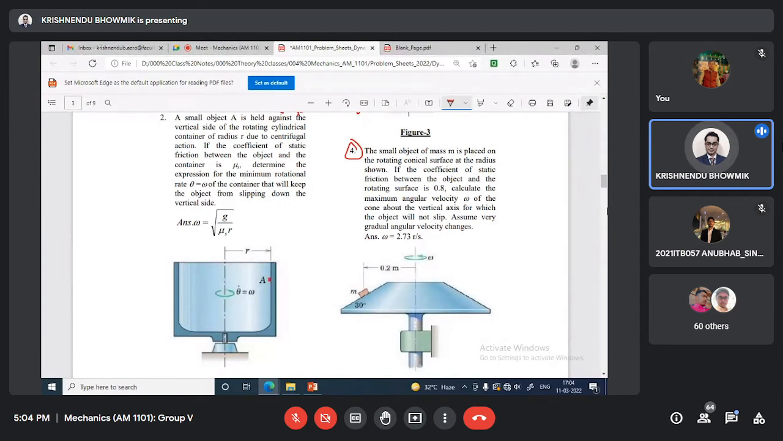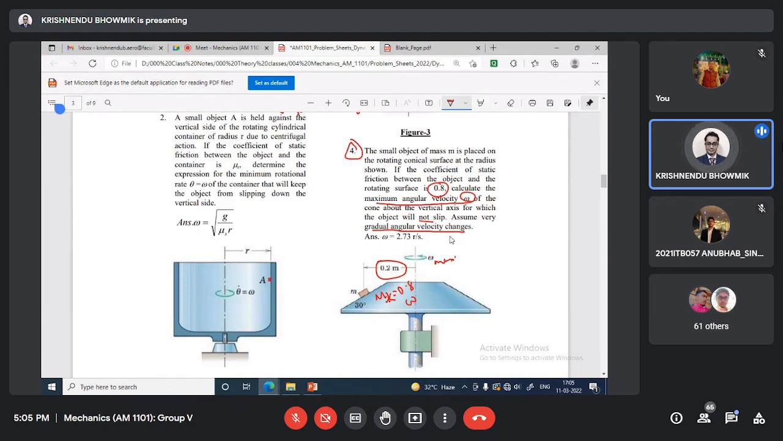A small object of mass m is placed on the rotating conical surface at the radius shown. This is the radius. If the coefficient of static friction between the object and the rotating surface is 0.8, calculate the maximum angular velocity w. This is w max you have to calculate, so that the object will not slip. Assume a gradual angular velocity change.